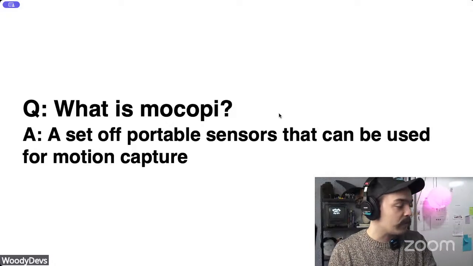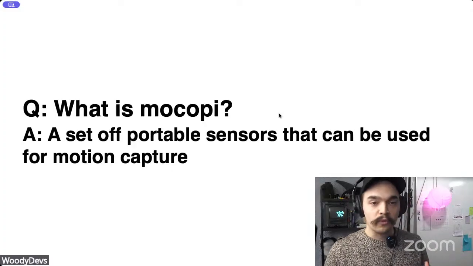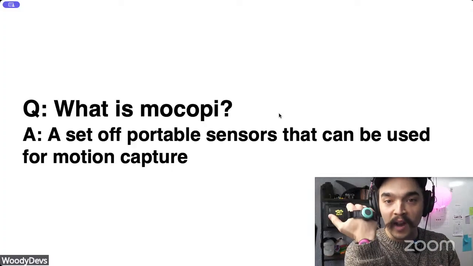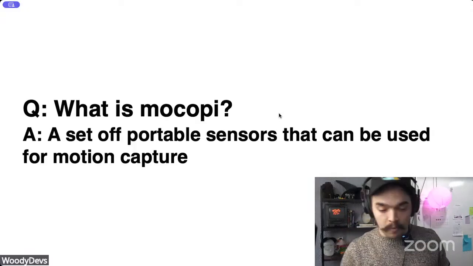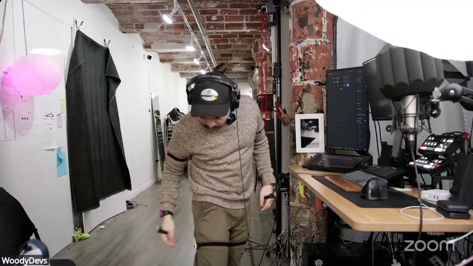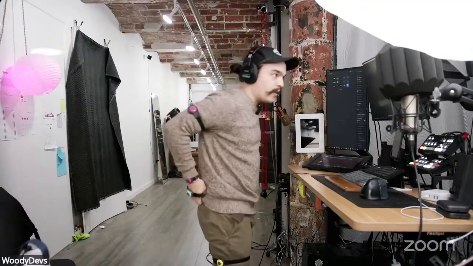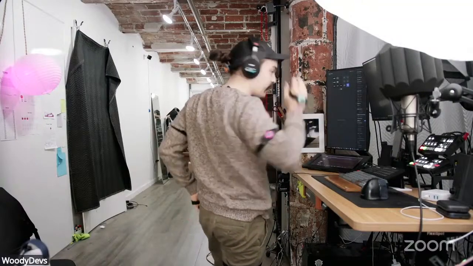So first question, what is mocopi? Mocopi is a set of portable sensors that we can use for motion capture. I have been wearing them the whole time. This is what the mocopi looks like. You can see I'm wearing them all over my body. I have one on my head, one on my hands, one on my wrists. They're all over the place. Leg, we have an ankle here. We have one on my hip line back here that's on a little clip. We have one behind my hat that's on another clip. That's a fun little pro tip: you can use clips as well. Sony will also send you clips if you get a mocopi, which is very fun.